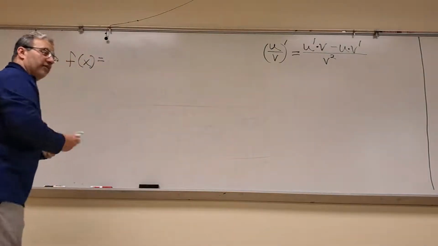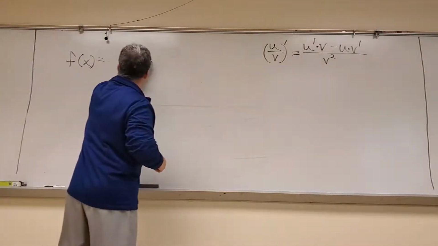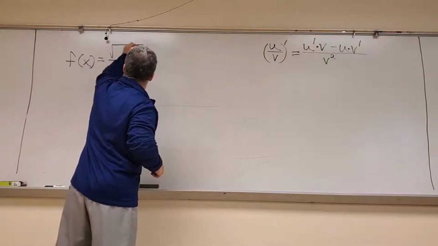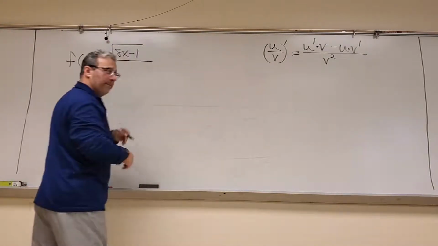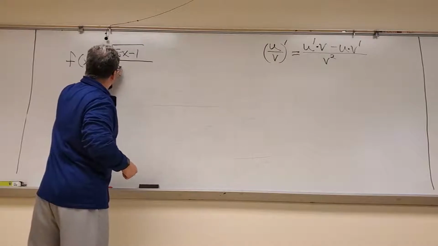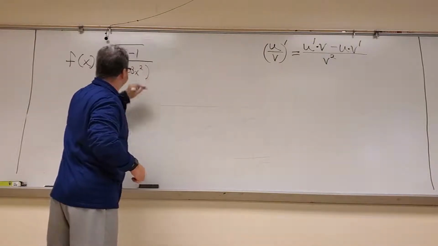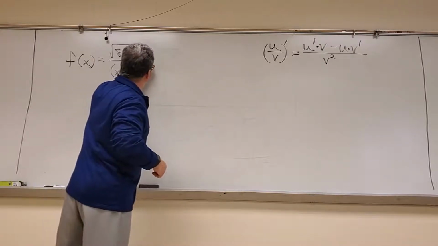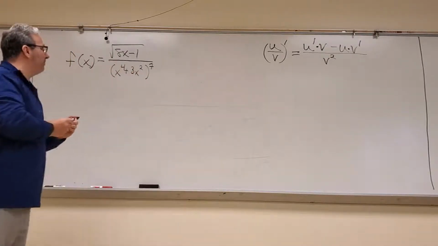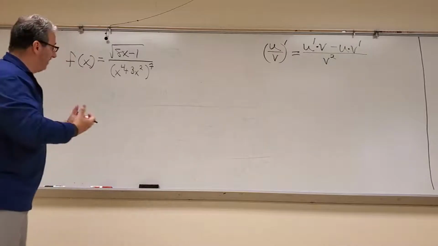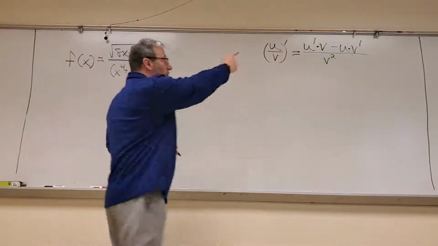So let's have another fraction. Let's get a little nastier. Let's say we have the square root of 8x minus 1 all over parentheses x to the 4th plus 3x squared to the 7th. And there is my fraction again. And yes, that one more time would be the quotient rule. I'm going to utilize that.